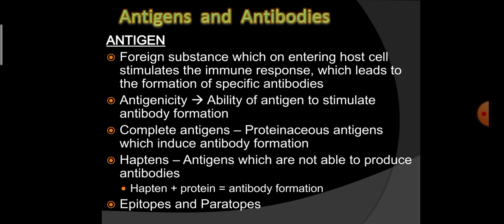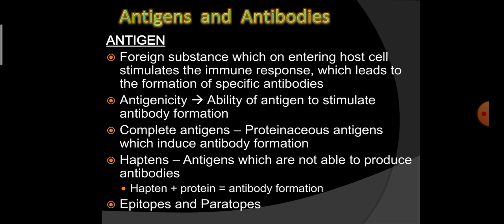So these antigens which contain lipids or carbohydrates and are unable to trigger the production of antibodies are called haptens. Okay, but there is a case where they can produce antibodies: when a hapten is combined with a protein. So a hapten when combined with a protein can lead to antibody formation.